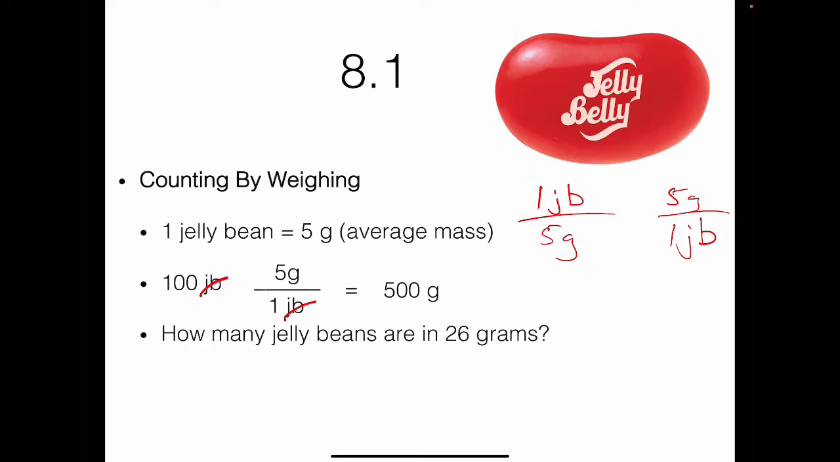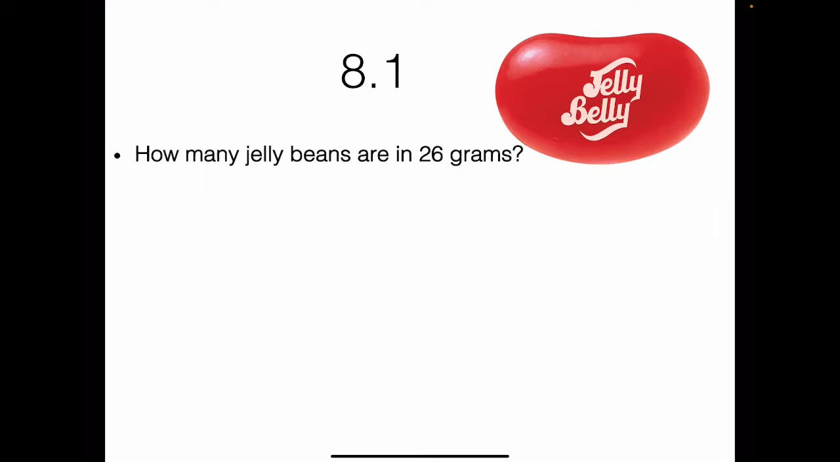Now, how many jelly beans are in 26 grams? So we are going to start by writing down what we know and our equivalent statement. So this kind of guides us how to set up our problem. So we're going to start with 26 grams. This is our given piece of information. Remember, conversion factors are used to calculate. They are not given pieces of information, and we don't start from those.